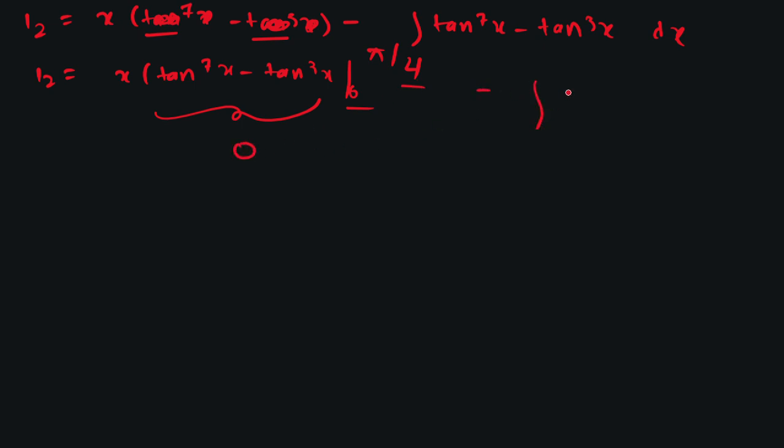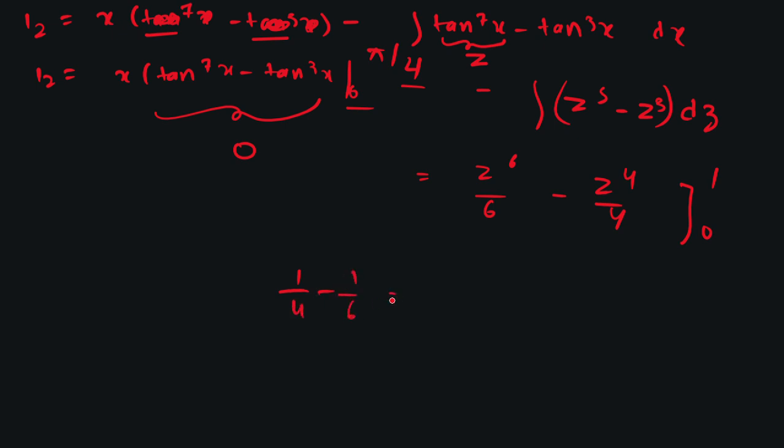minus integration. Now already we have taken one variable as t, so now we will take tan x as z. We get z power 5 minus z cube dz, which is z power 6 by 6 minus z power 4 by 4. After keeping limits 0 to 1, we get 1 by 4 minus 1 by 6, which is equal to 1 by 12. So the solution for this question is 1 by 12.